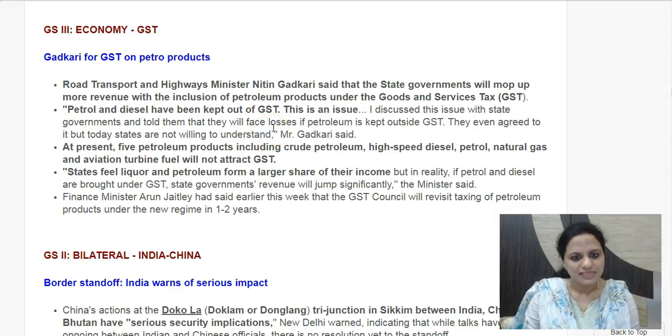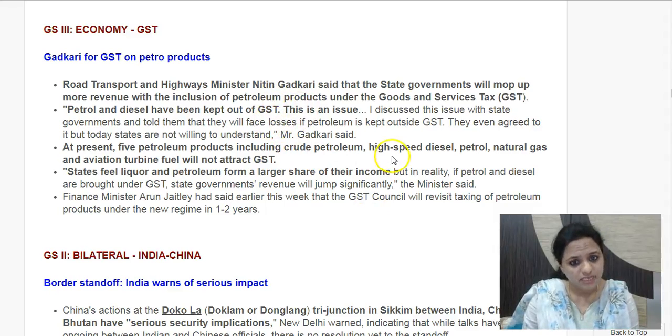But now, as it is being stated, once GST is being implemented, it is essential that even crude petroleum, high-speed diesel, petrol, natural gas, aviation turbine fuel, all these which are presently not attracting GST should be brought under GST purview too. So the GST Council has to decide. And we just discussed the GST Council, which comprises all finance ministers of all states and is chaired by the Union Finance Minister, Mr. Arun Jaitley. So this is there.